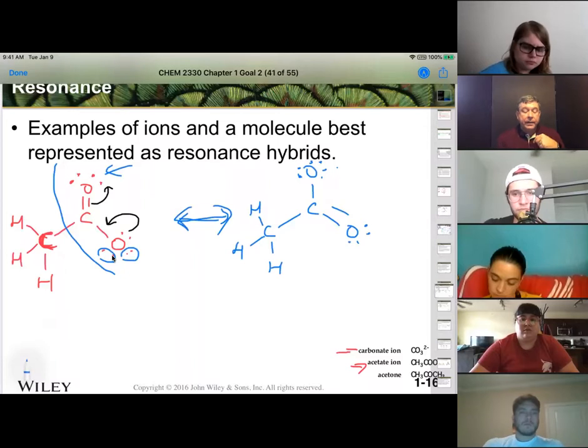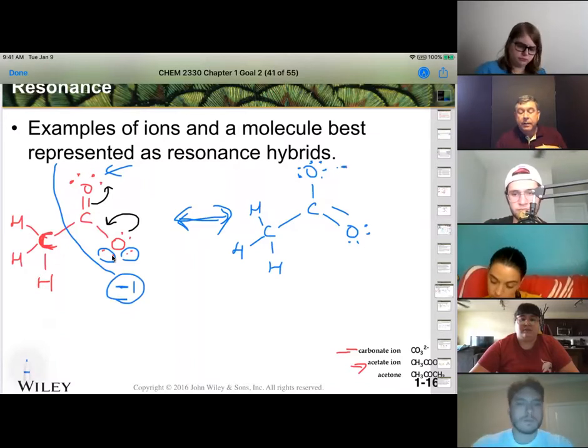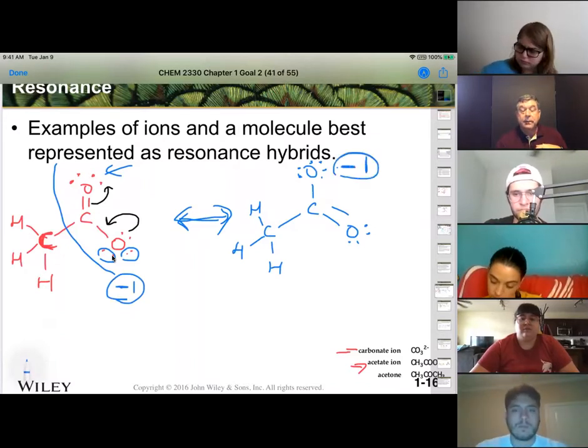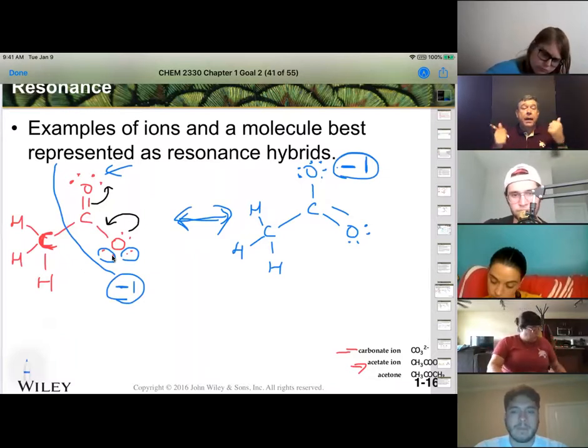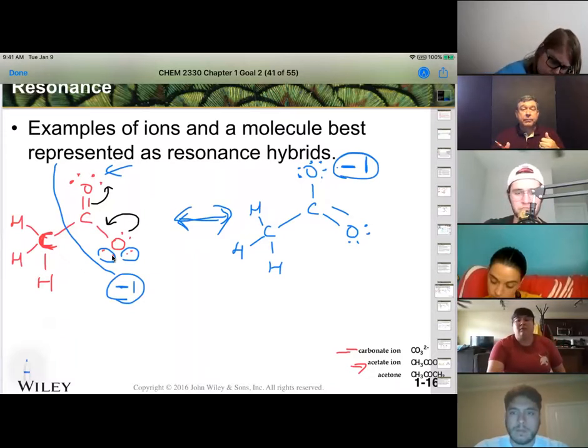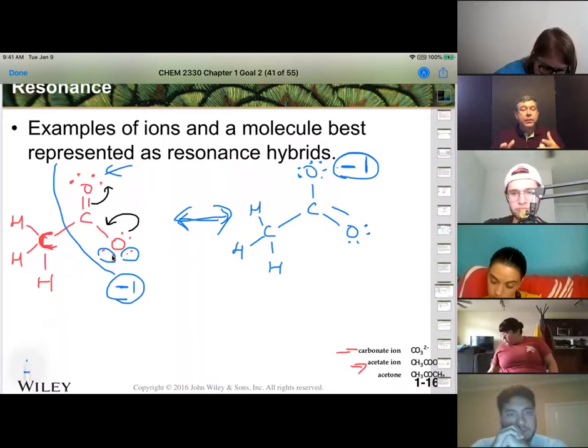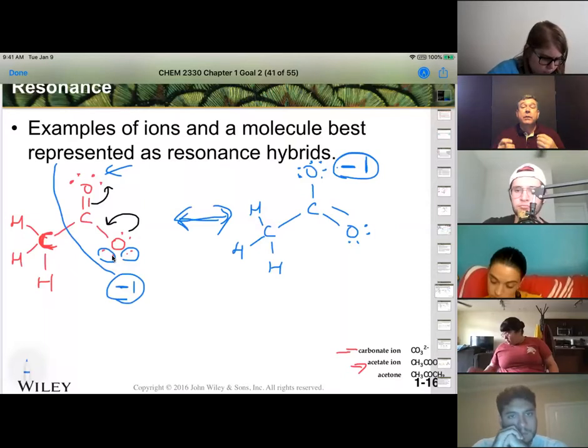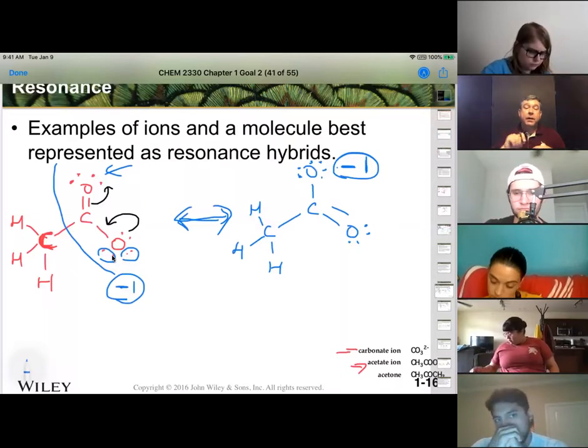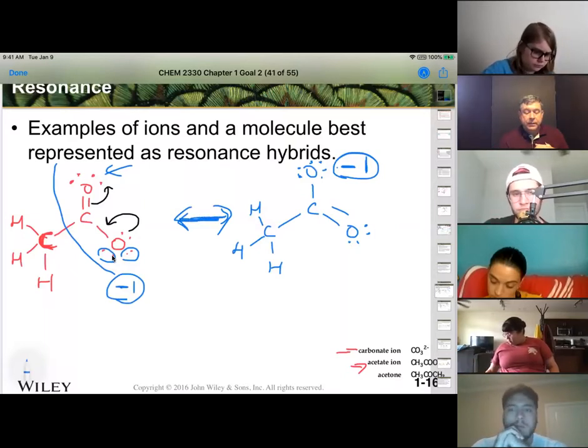Now, if we did our formal charge calculation, this would be our -1 oxygen on this side, but this would be our -1 on this side. Okay. Questions about how we do resonance? All the atoms are connected the same way. We just move electrons. We move electrons with those curved double-barbed arrows, and we demonstrate resonance with a double-sided arrow.